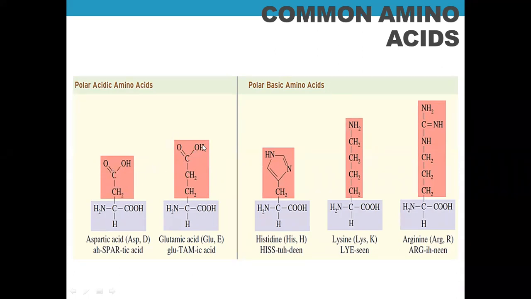this carboxylic acid in the side chain is deprotonated, which means the hydrogen of the C double bond OOH is removed, so you only find a negatively charged side chain here. So those polar amino acids are also considered to be negatively charged. And then we have the polar basic amino acids. You have the amines, NH2, NH2, or the cyclic aromatic amine NH. In solution, again, these amines are protonated, which means that they are positively charged. So these are the basic amino acids.